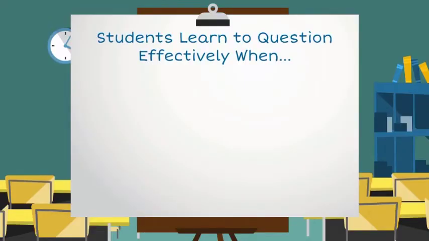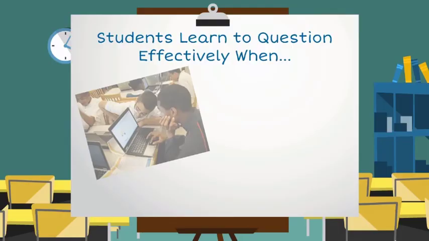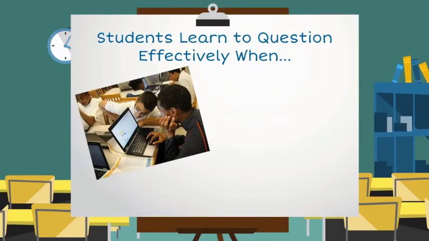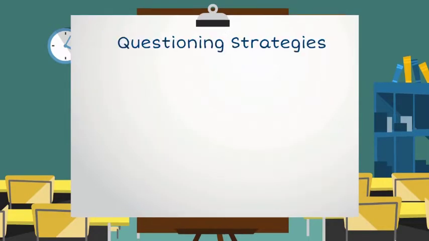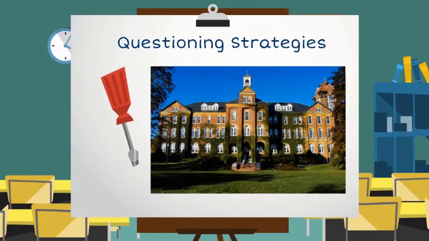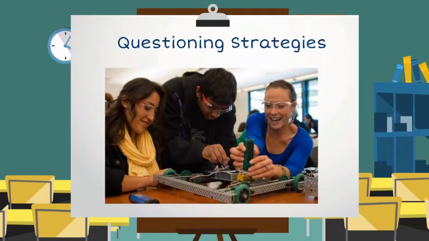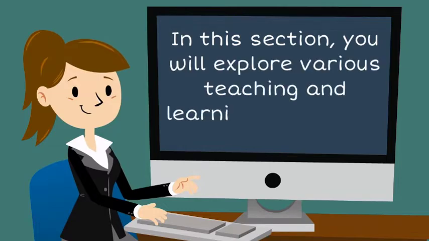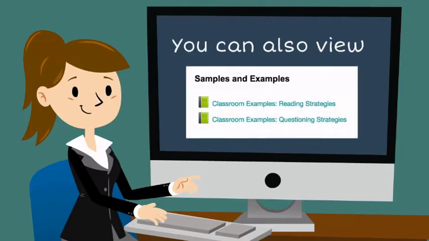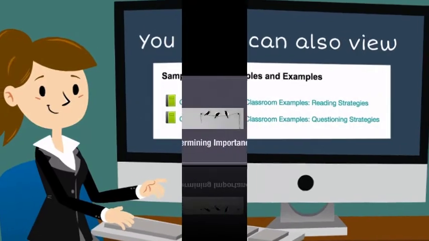Students learn to question effectively when they are given ample opportunity to work with peers on this skill. In today's world, most work is done collaboratively in teams. Giving students the opportunity to work on questioning strategies together not only improves their questioning skills, but also equips them with a valuable tool for post-secondary life, the ability to collaborate effectively. In this section, you will explore various teaching and learning strategies that can be used for questioning. You can also view classroom examples of these strategies in the Samples and Examples section.